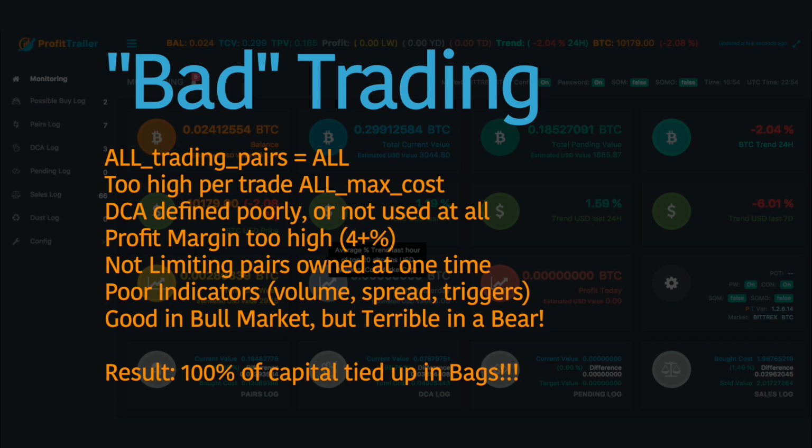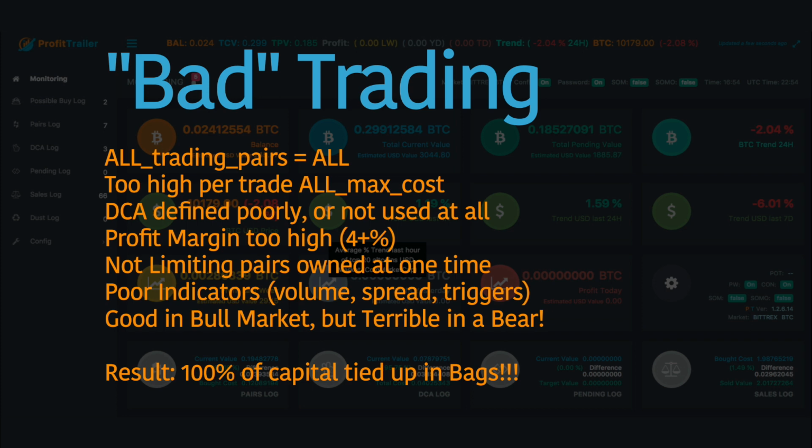What I see people do that is bad is that they use all pairs. So they have all enabled pairs equal all in their settings, in their pairs file. That's bad just out of principle, and I'll talk about that more in a minute. They have their all max cost at 10% of their budget for each purchase, and that's the setting that tells the bot how much to use for each purchase. So they have too big of a setting in that.